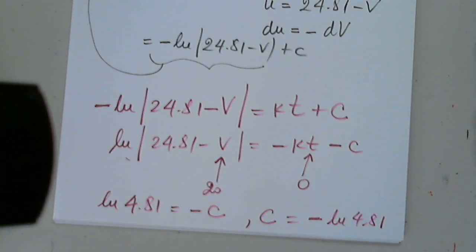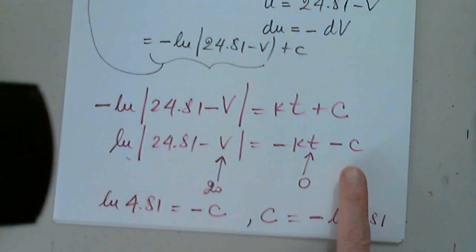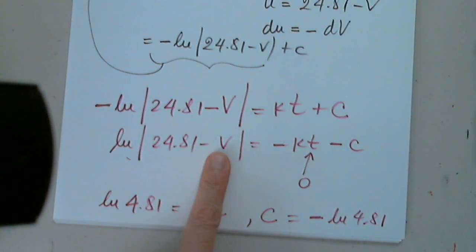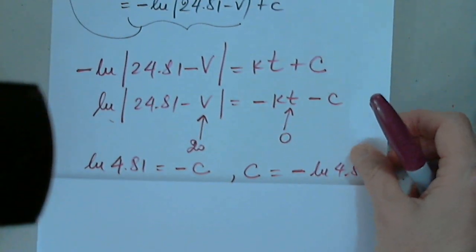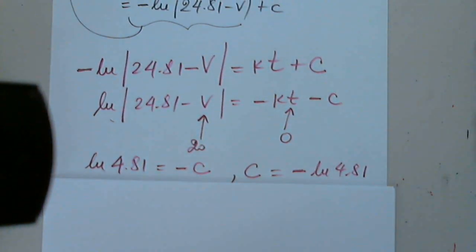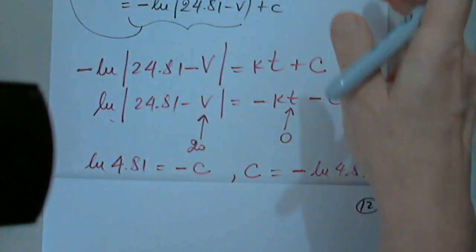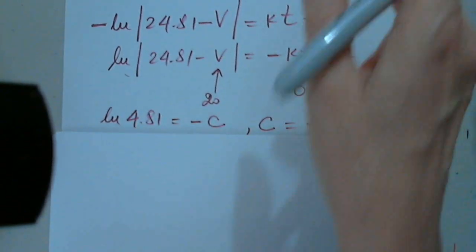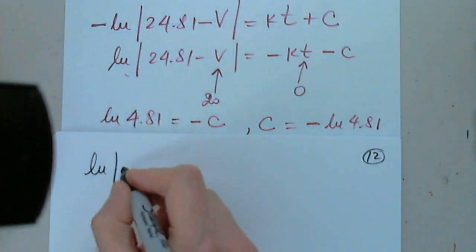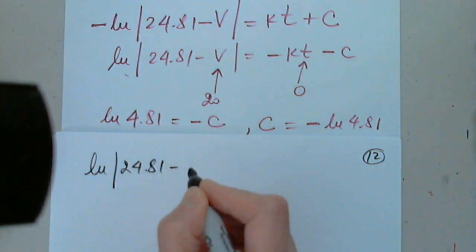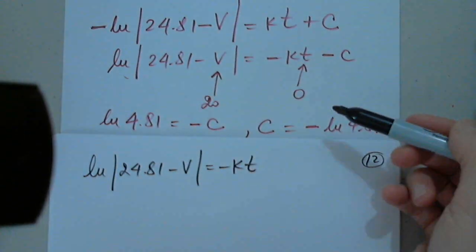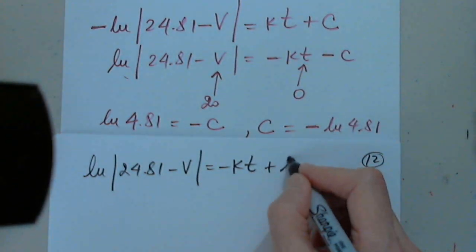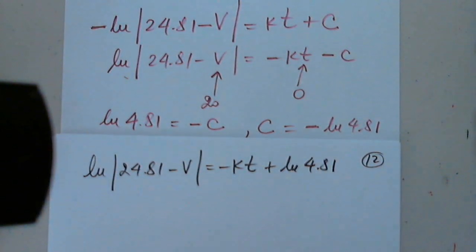We haven't finished. We have to go back here. We have to plug this in here. And then find v. Yes, I know, not a very friendly problem. I agree. If you're thinking in those terms, I agree. Okay, so then the equation is natural log of 24.81 minus v equals negative kt, and then I replace plus natural log of 4.81.